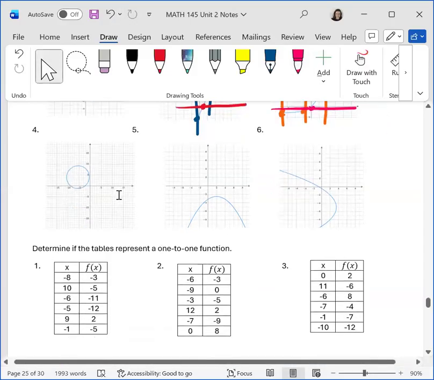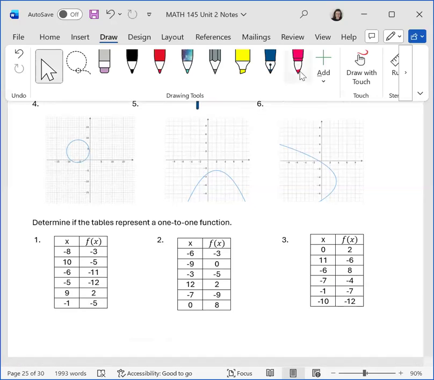All right, looking at number four, again, we're going to use the vertical line test to see if this relation is a function first. And notice if I put a vertical line, it is intersecting in two places. Therefore, number four is not a function.